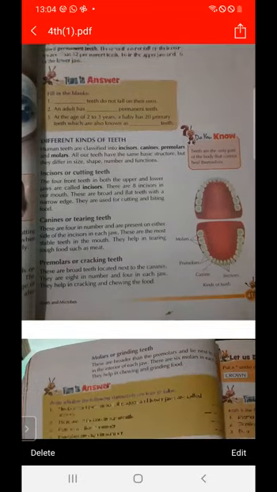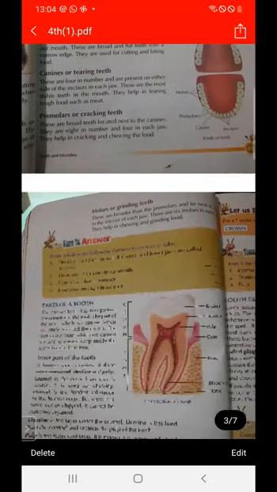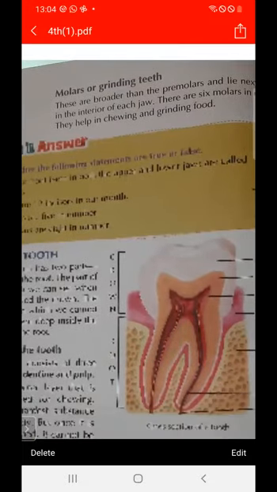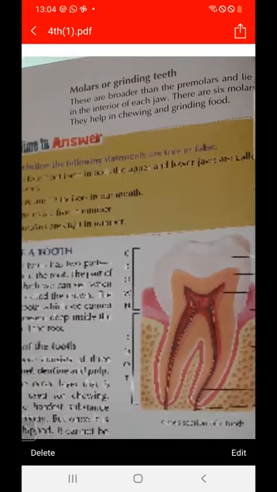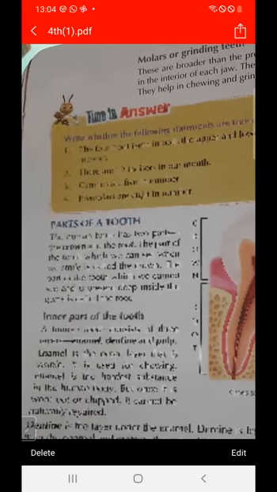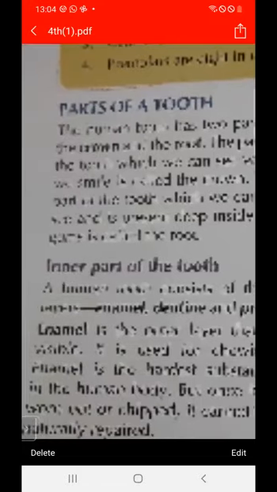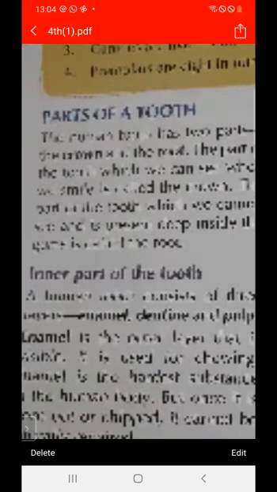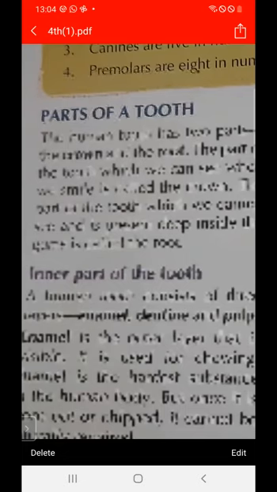And next are molars, and they are known as grinding teeth. Why are they known as grinding teeth? Because they help in grinding and chewing the food. Molars are wider as compared to the premolars. So they are much wider as compared to the premolars.